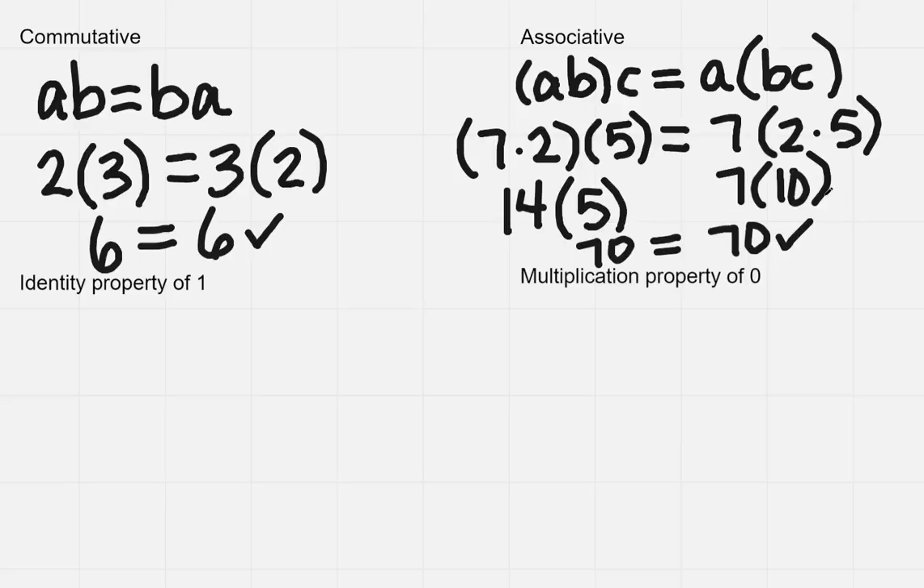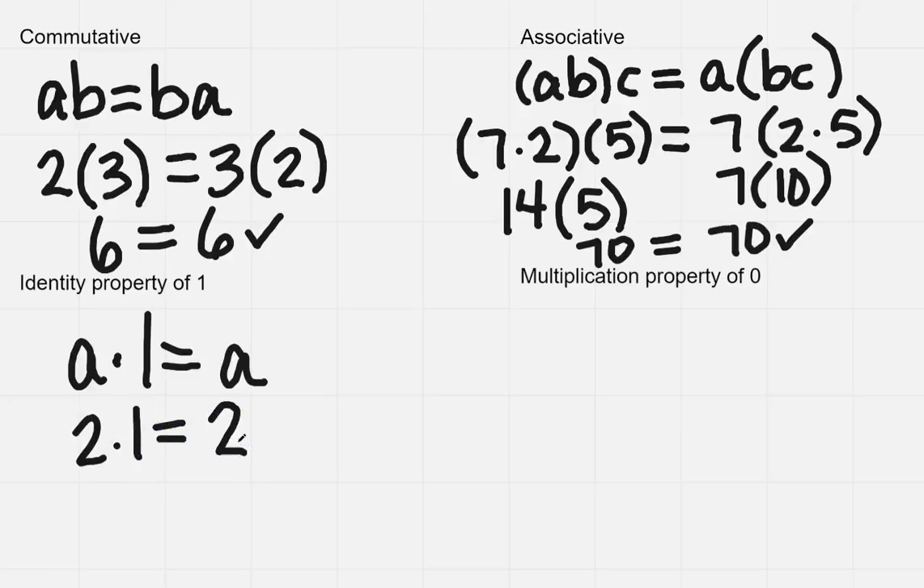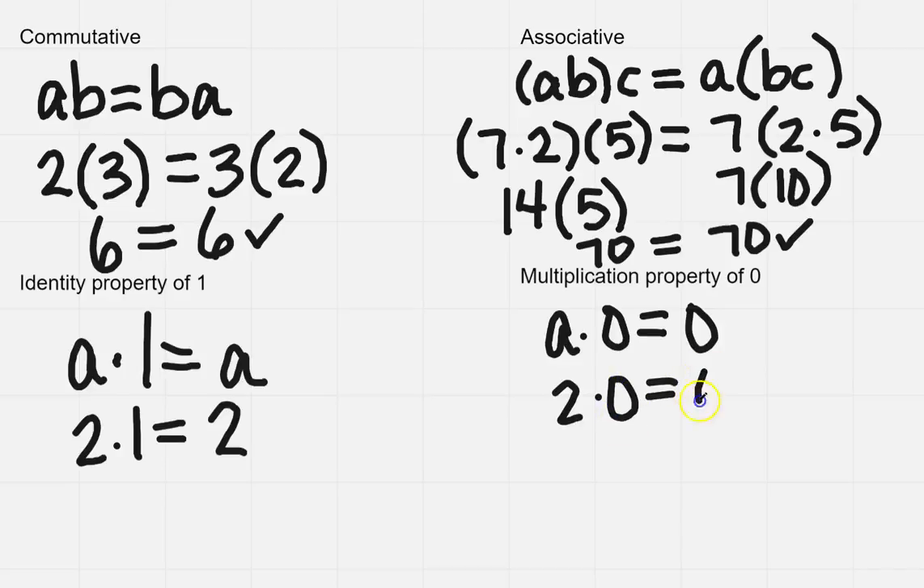Now the identity property of 1. This one's really easy. Any number times 1 is always going to be that number. So if I have 2 times 1, I'm just going to get 2. Same thing with 0. Anything times 0 is going to give you 0. So no matter what number I put in there, anything times a 0 is going to give me a 0.